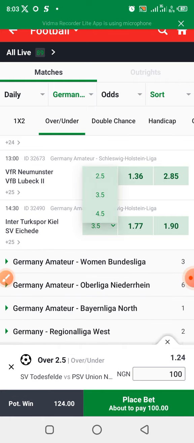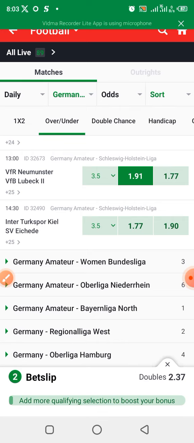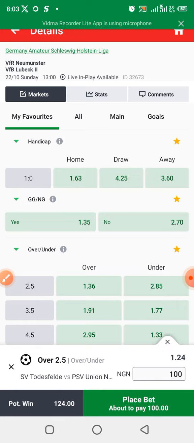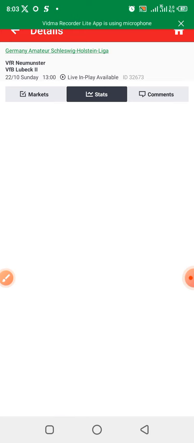This game, as you are seeing, the bookmaker suggested 3.5 odd. I thought of 1.91. So in case you want to observe it, what you just need to do is click on the game, click on the statistics.